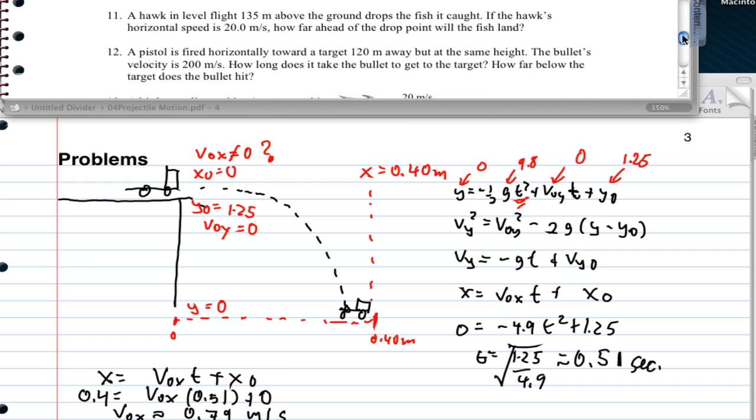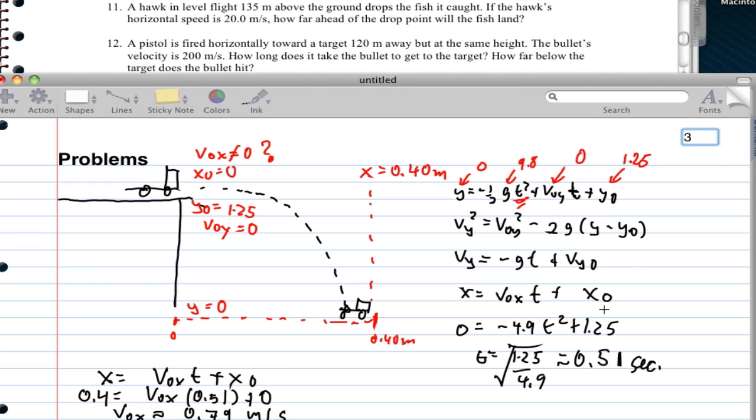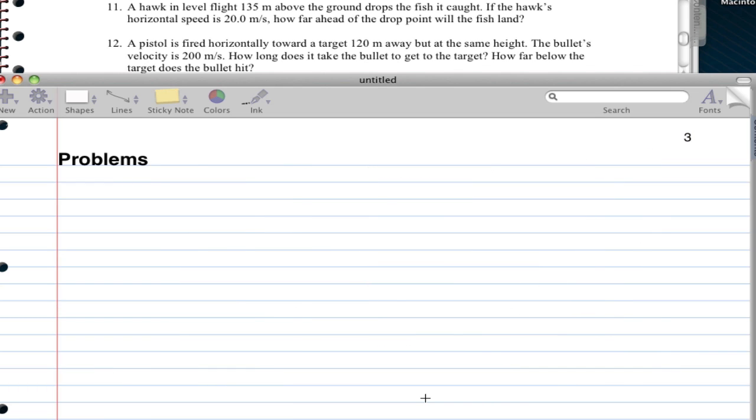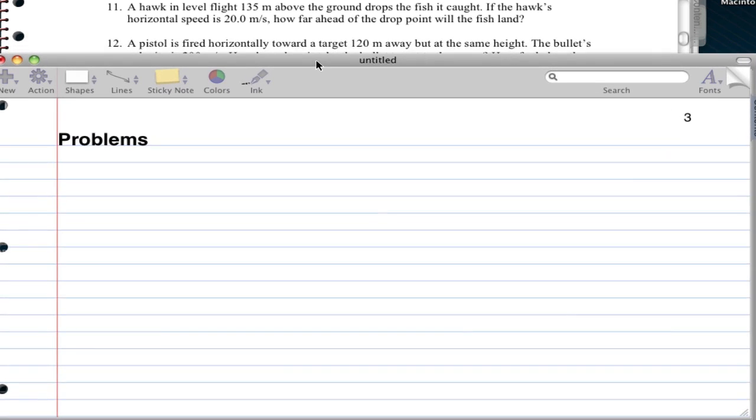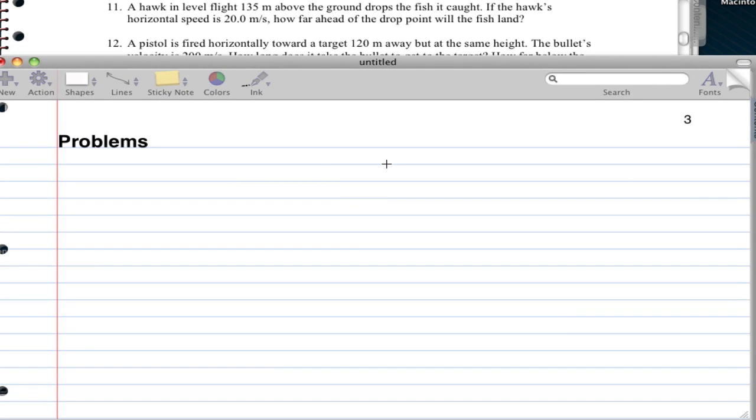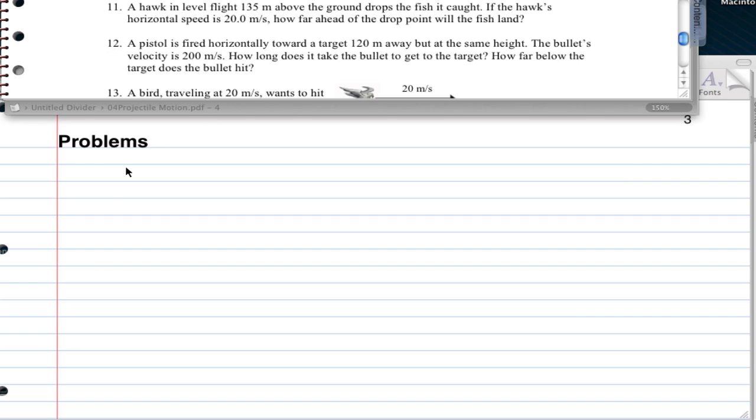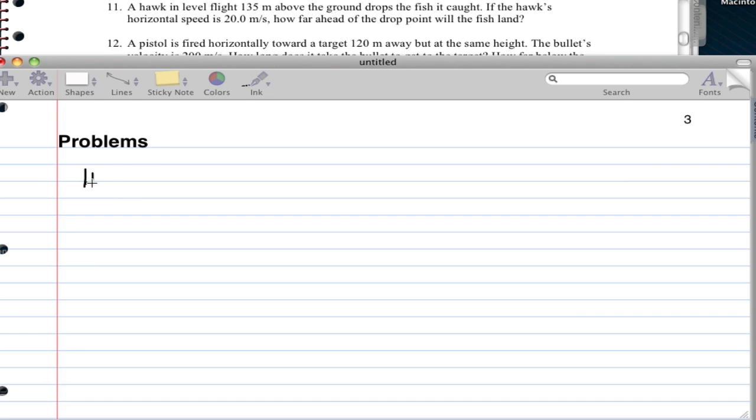All right, so this is it. Let's highlight everything here. And now we get rid of that. So problem number 11. This is a great problem. Actually, no, I don't want to mess with it. So problem number 11. It says we have a hawk in level flight. It's got a speed of 20.0 meters per second.